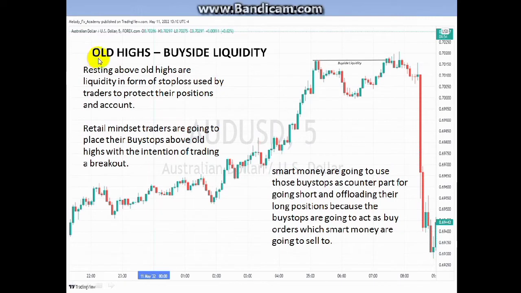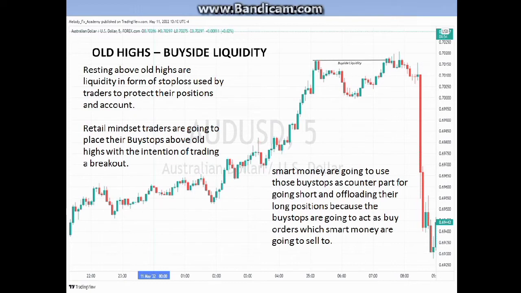This is because resting above these old highs is buy side liquidity. Resting above old highs are liquidity in the form of stop loss used by traders to protect their positions and accounts. Retail mindset traders are going to place their buy stops above old highs with the intention of trading a breakout. Then smart money are going to use those buy stops as counterparts for going short and offloading their long positions, because the buy stops are going to act as buy orders which smart money are going to settle.